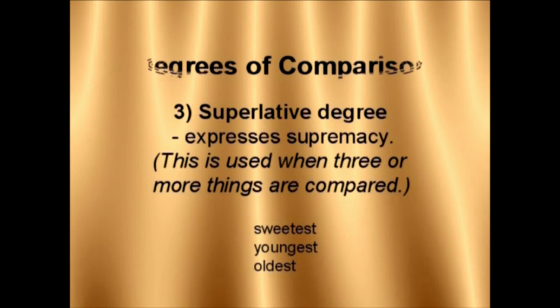Number 3, superlative degree, expresses supremacy, when one is superior to all others in the particular quality denoted. This is used when three or more things are compared. For example, sweetest, youngest, oldest.